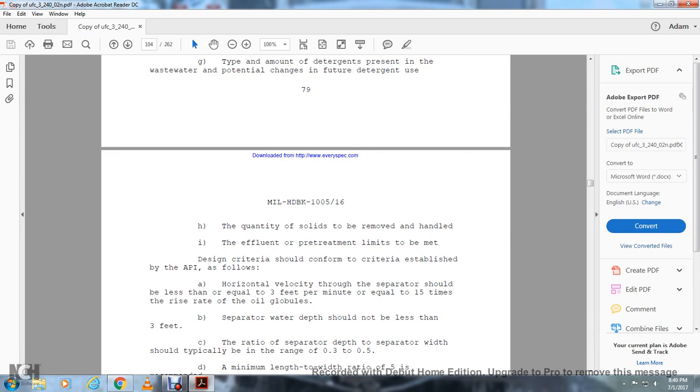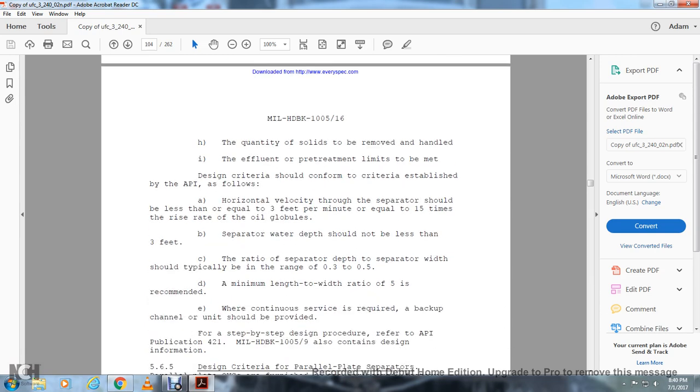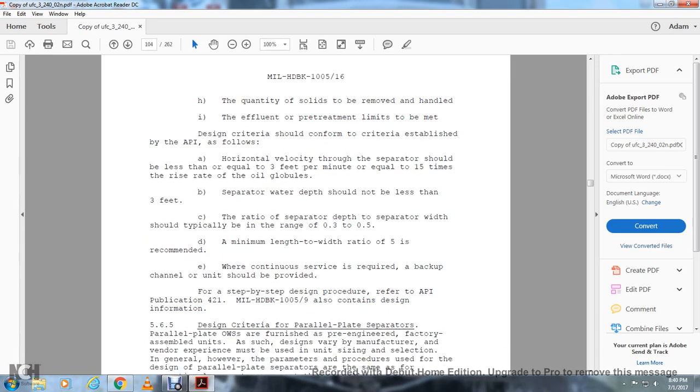The design criteria should conform with the criteria established by the API as follows. Horizontal velocity through the separator should be less than or equal to 3 feet per minute, equal to 15 times the rise rate of the oil globule. Separator water depth should not be less than 3 feet. The ratio of separator depth to separator width should typically be in the range of 3/10 to 5/10. A minimum length to width ratio of 5 is recommended.